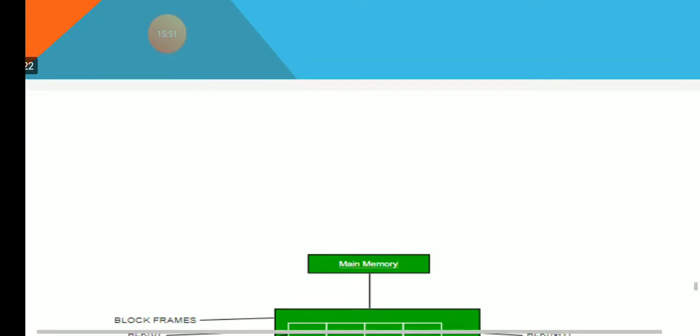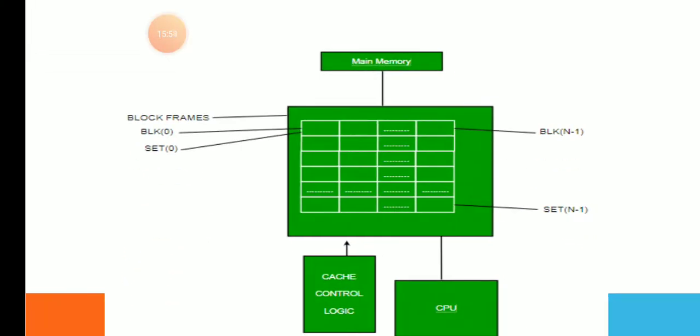So this is the diagrammatic representation. Block frames, block and set. Combined, it will move to that memory location. Block n-1 up to set n-1.